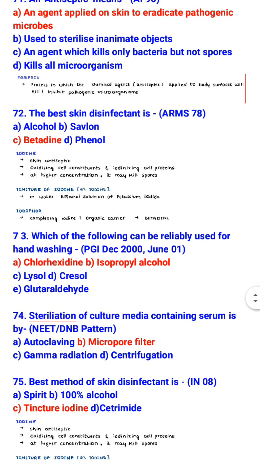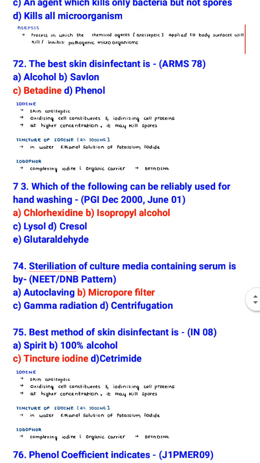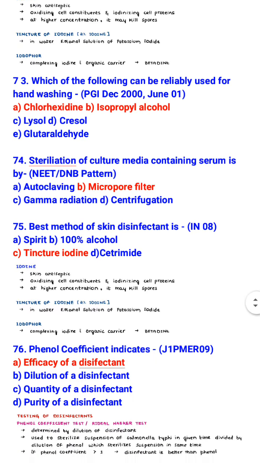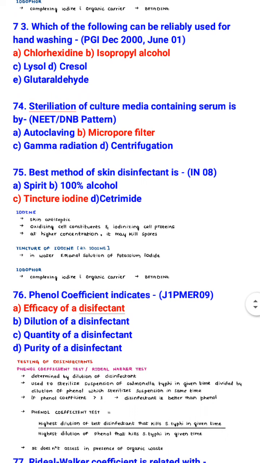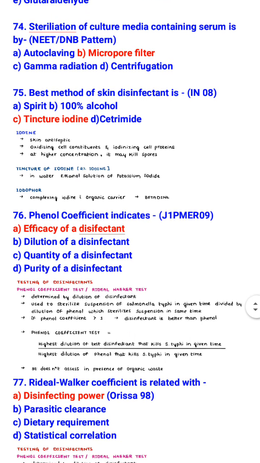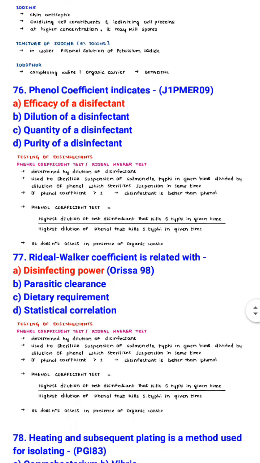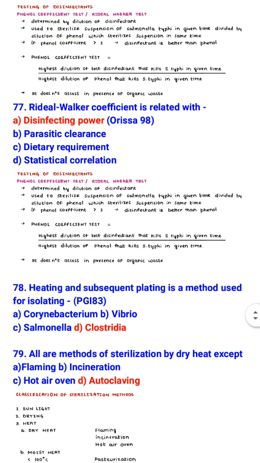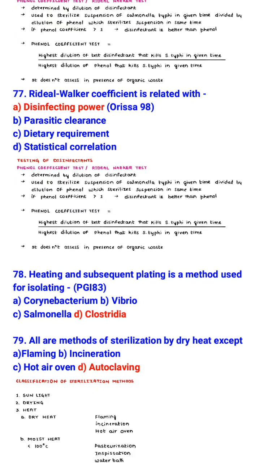Which one of the following can be reliably used for hand washing? Chlorhexidine and isopropyl alcohol. Sterilization of culture media containing serum is by micropore filter. Best method of skin disinfectant is tincture iodine. Phenol coefficient indicates efficacy of a disinfectant. Riedel-Walker coefficient is related with disinfecting power. Heating and subsequent plating is a method used for isolating Clostridia.